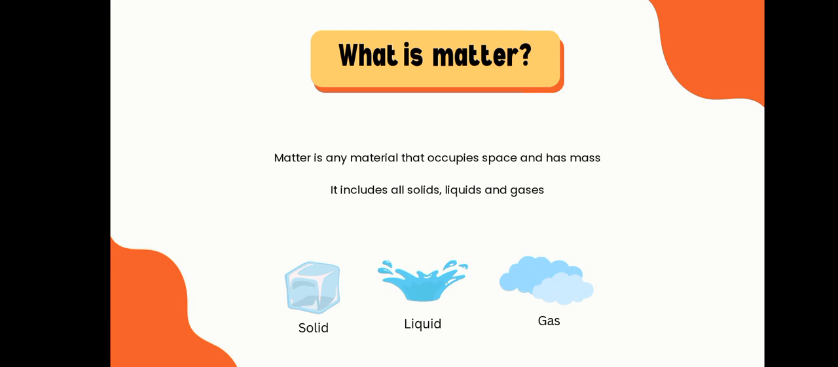If you observe the things around you, for example, you are sitting at your study table, then your table has mass and occupies space. It is also matter. Your pen is also matter. Your notebook is also matter. So everything around us is matter.